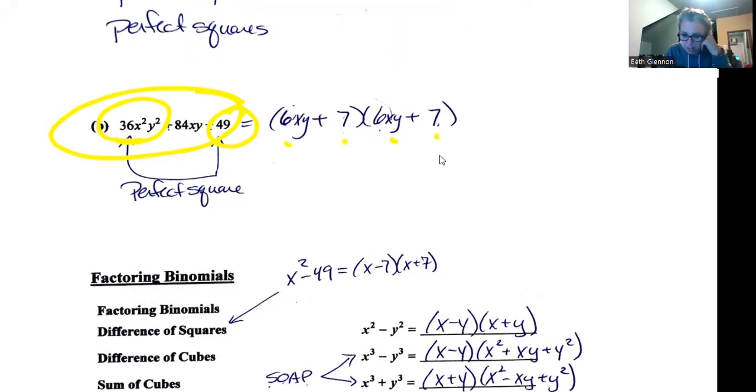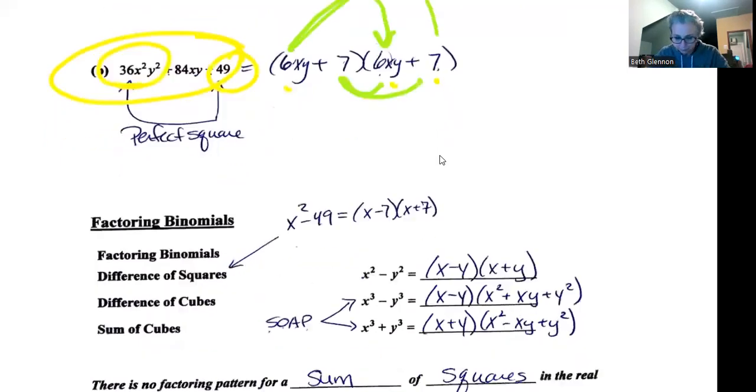I'm not sure, so maybe I do a little foiling. This is going to be 36x squared y squared. I'll do 7 times 6, which is 42. And then I've got here the inside term, 7 times 6, which is again 42. The 42 and 42 are going to give me the 84 in the middle. And then I've got the 7 times 7, which is going to be 49. That gives me that beautiful last term.